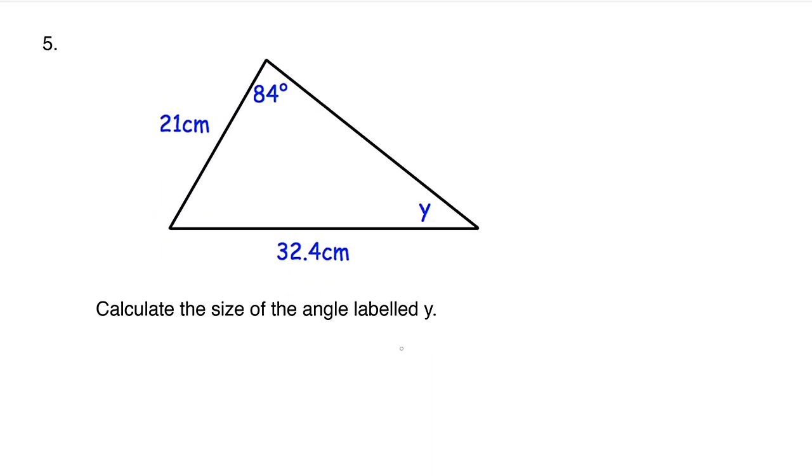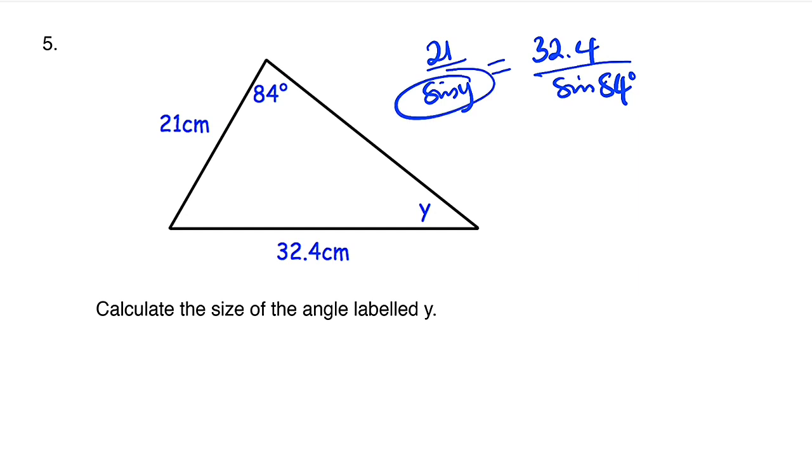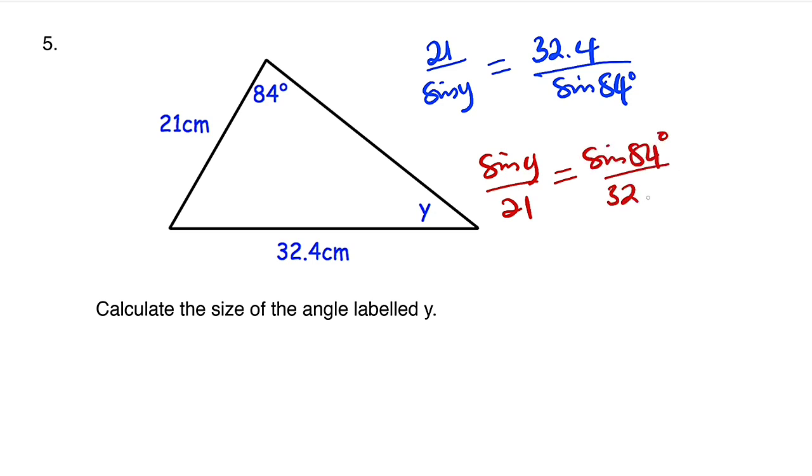Question number 5, we are asked to find the value of y. It is an angle y, right? It is opposite to this. We have this 2, so we can use sine rule. Therefore, 21 divided by sine of y is equal to 32.4 divided by sine of 84 degrees. So we're going to make this one the subject. And if you like, you can take reciprocals all the same. I even like using reciprocals. So you can write it as sine of y divided by 21 equal to sine of 84 degrees divided by 32.4.